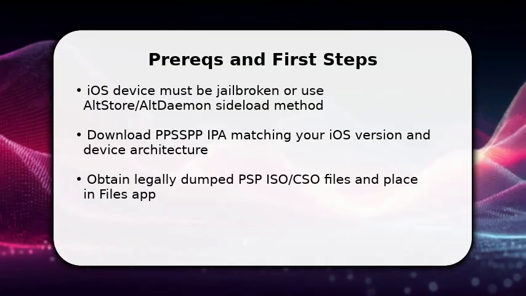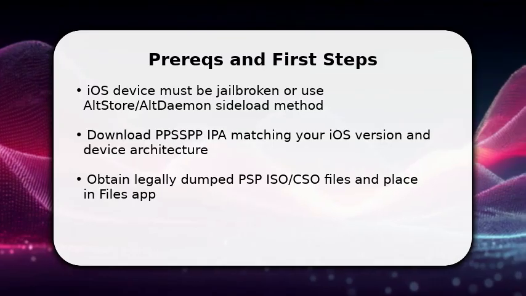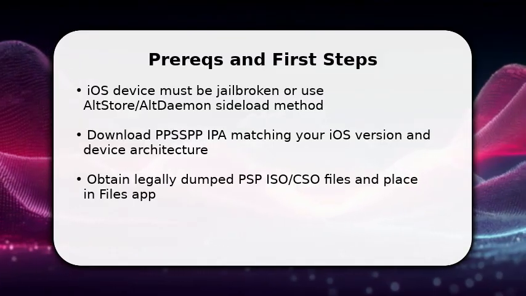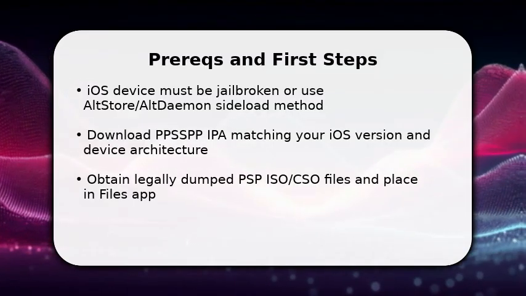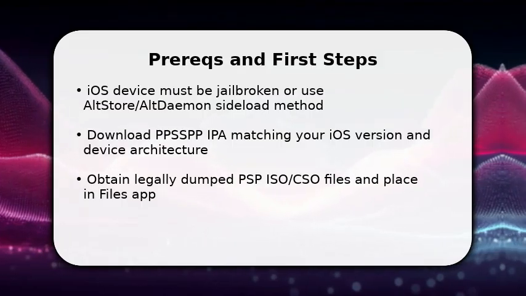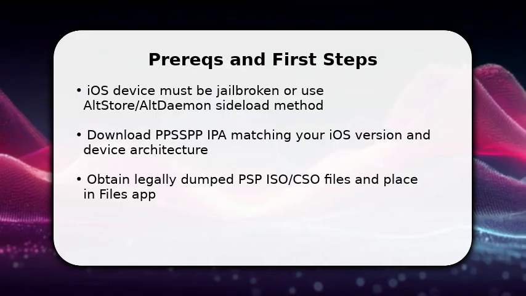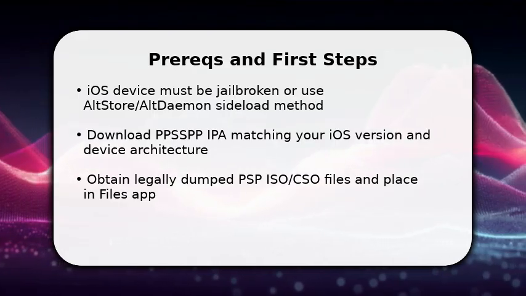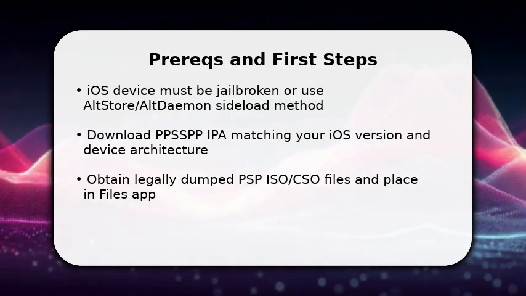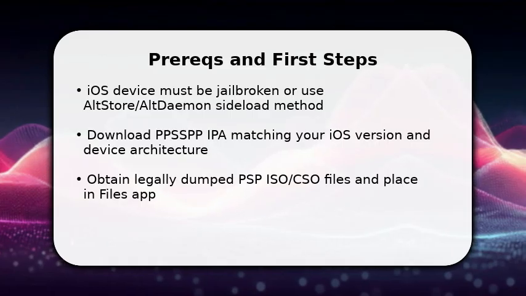You need a working sideload or jailbreak method before installing PPSSPP. Once ready, get the correct IPA for your iOS version and device architecture. Start by connecting your device to the computer and opening AltStore or your chosen signer, then install the PPSSPP IPA.